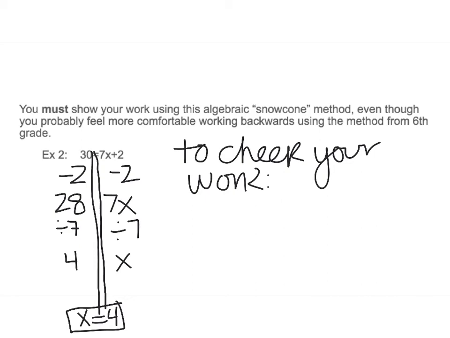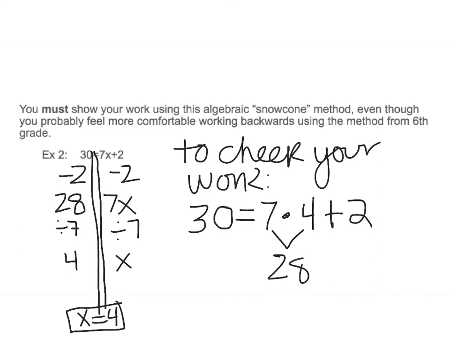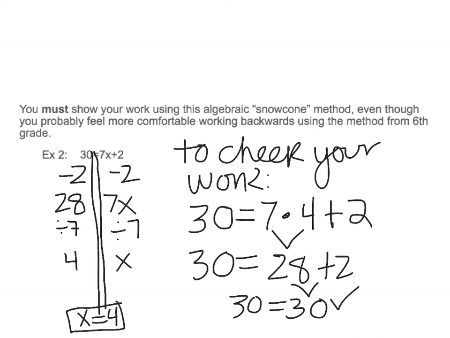Now, to check your work on these, which is something you should always do, you use one of our new skills from this unit of evaluating. So you write the original problem, but you evaluate it for the answer you got. So instead of the x, you put in the 4. So since we had 30 equals 7x plus 2, we're going to do 30 equals 7 times 4 plus 2. We're going to follow order of operations. We're going to see if it comes out to be true. 30 does in fact equal 30. So it worked. We did it right.